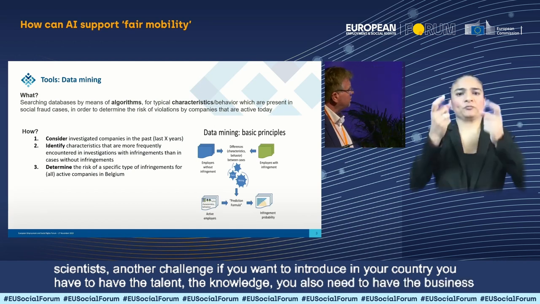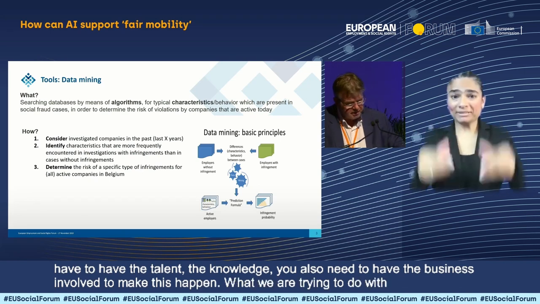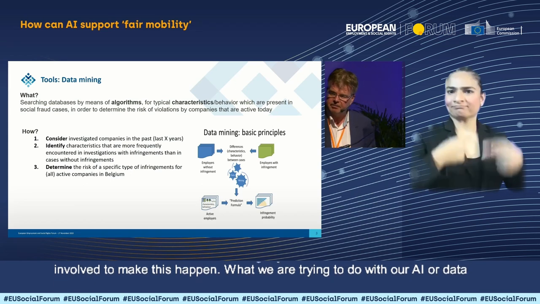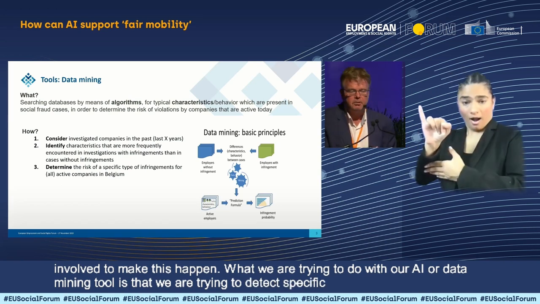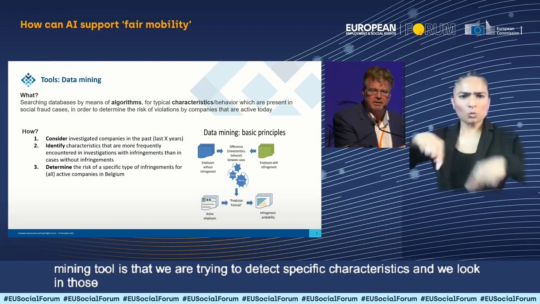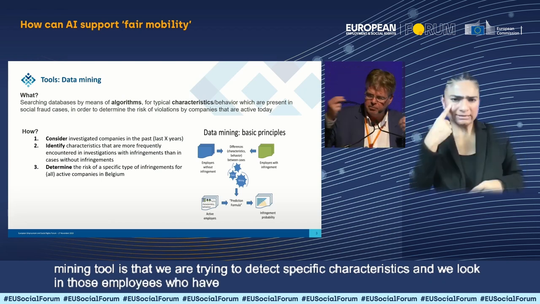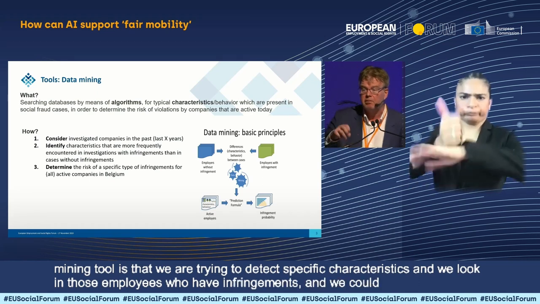And what we are trying to do with our artificial intelligence or the data mining tool is to detect what the specific characteristics are. We look at those employers who already have a lot of infringements, and we compare them with those who don't have infringements, and then by using those algorithms, you can say, okay, we can predict perhaps where they are going to pop up.